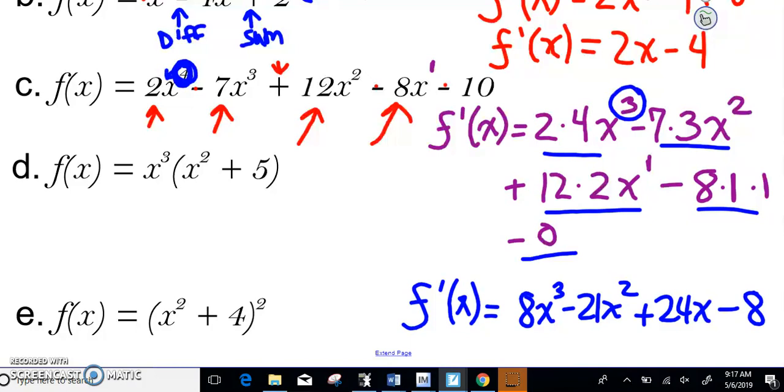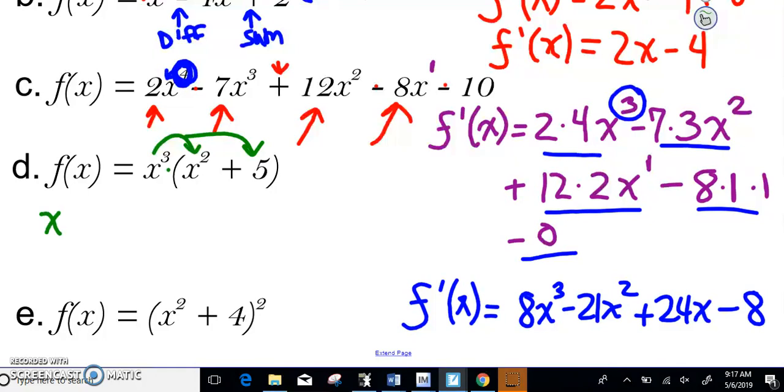Okay. Now, when it comes to D, we haven't talked about multiplication because we know that's x cubed times x squared plus 5. So we haven't talked about multiplication before. So what we're going to do is go ahead and distribute this x cubed to both terms. And then we're going to do like we did up top. So here we're going to do x.